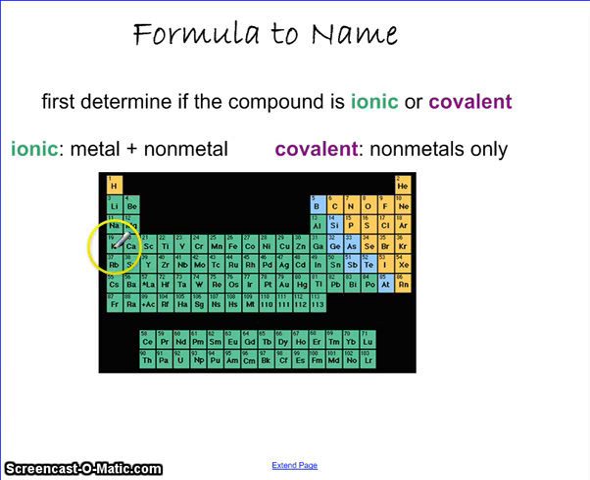All the green ones on the periodic table here are metals. The yellowish ones are nonmetals. The blue ones in between are metalloids. They have properties of both metals and nonmetals, though they tend to bond covalently more often, but we won't focus on those too much.